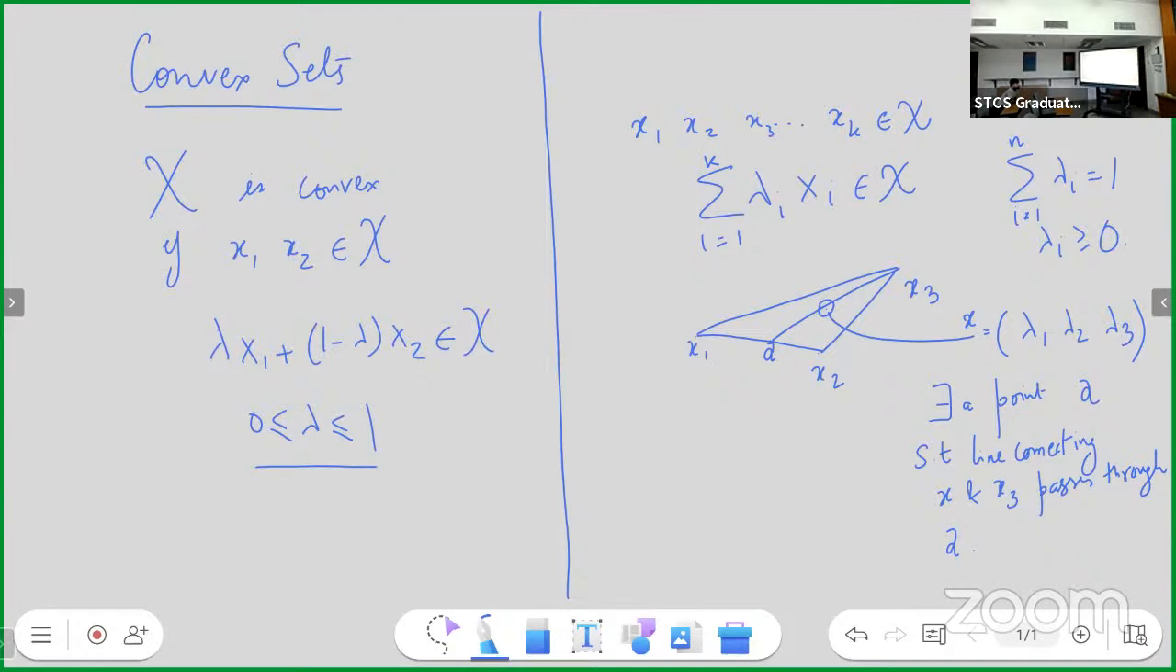Suppose what we are claiming is that for any x1 through xk, taking any lambda i with the property, it will be in x. If not true, then for a particular choice of x1, x2, through xk, there will be a set of lambda i's such that it doesn't work. And that's where the problem will start, in your contradiction argument. That's what will make it slightly harder to prove. So it could be that the lambdas and xi don't work.